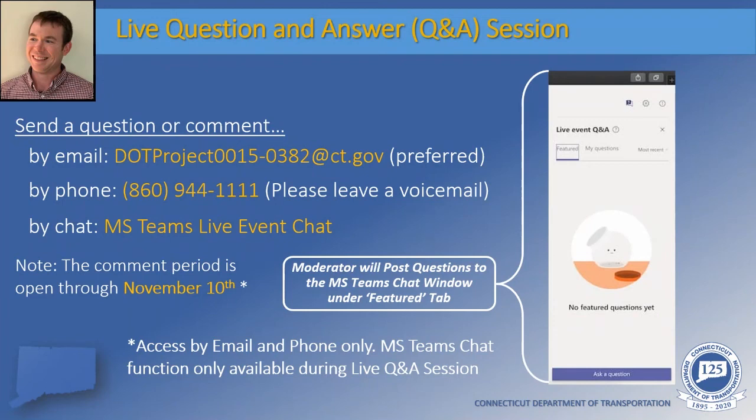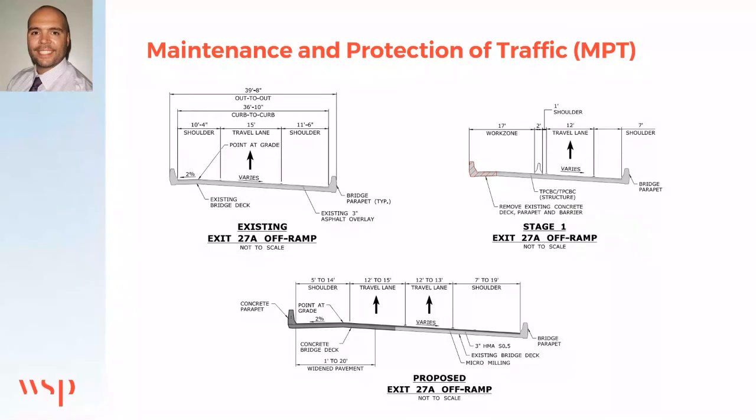And a question came in, says, can you explain again why the shoulders are so large? Joe, would you like to take that? Thanks, Ryan. Yes, this is Joe Tyros from WSP. The right shoulders are larger on the off-ramp. That is because of the sharp radius of the curve. With that sharper radius, we like to have an appropriate sight distance.